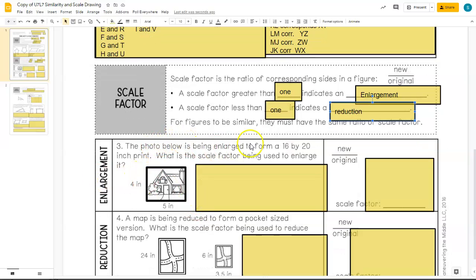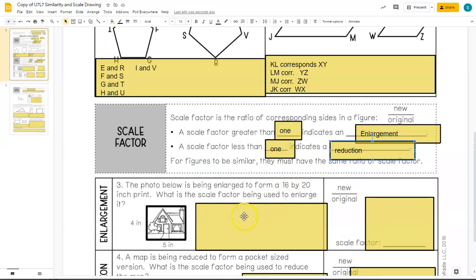Okay, now we're going to look at an enlargement here. The photo below is being enlarged to form a 16 by 20 inch print. What is the scale factor being used? So let's go ahead and remember that our scale factor is what divided by what. Alright, remember it is new divided by old.